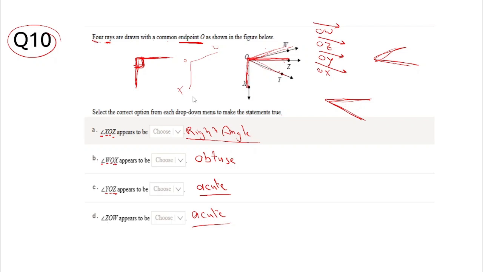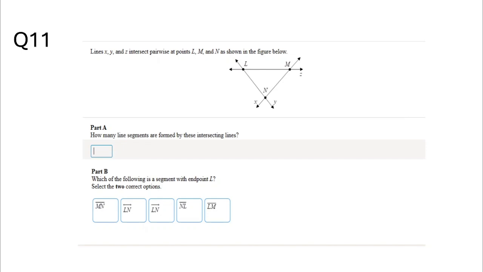So, right angle, it will be like this one, and this is the shape of a right angle. Obtuse angle, it will be like this one. It's more than 90. And acute angle, it will be like this one. Okay? Let's see question number 11.